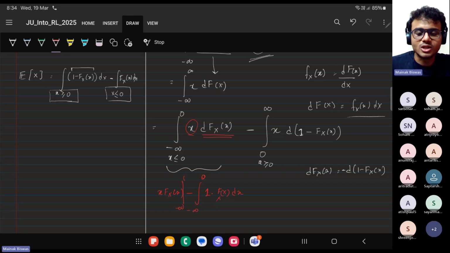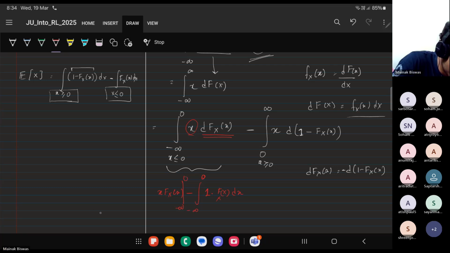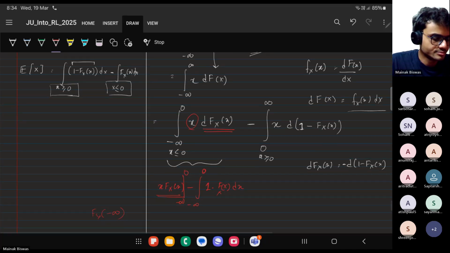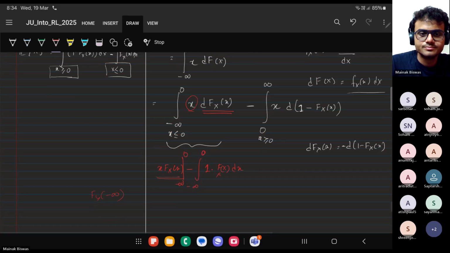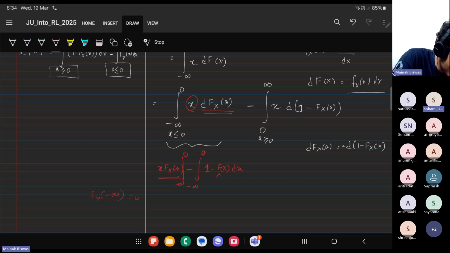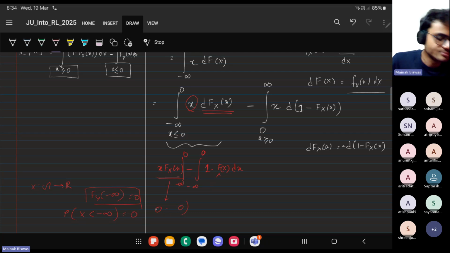So tell me what the first term will be between minus infinity and 0. What is F of x at minus infinity? 0. Why? Because x cannot be less than minus infinity, because X is a mapping from real numbers to a random variable. So it is defined at minus infinity to be 0. So this term is 0 minus 0, right? Sure. And only this term remains, that is the integral for x less than 0 of F of x dx.